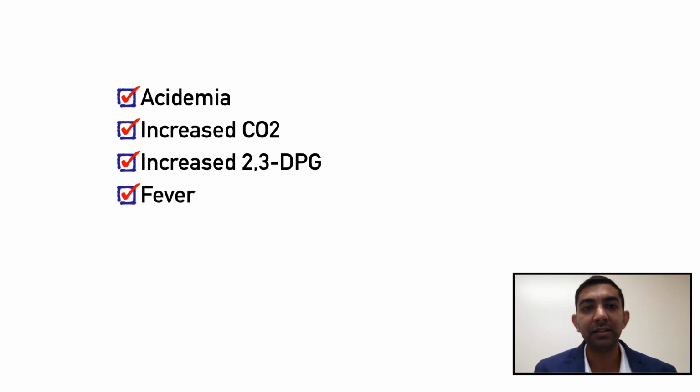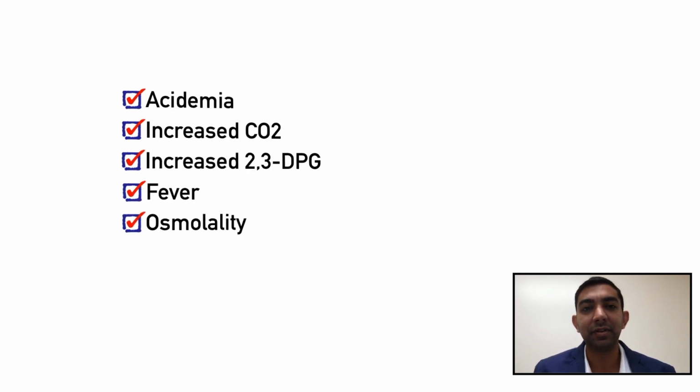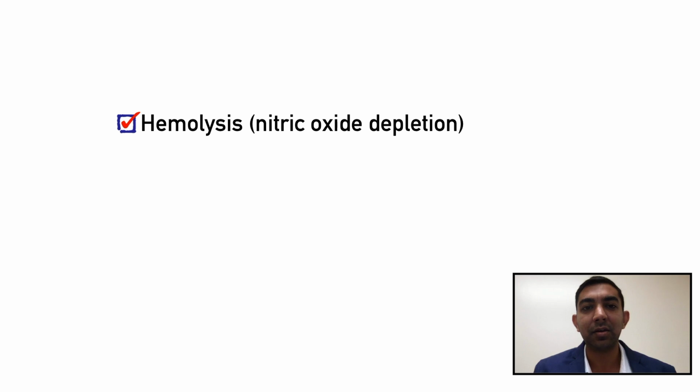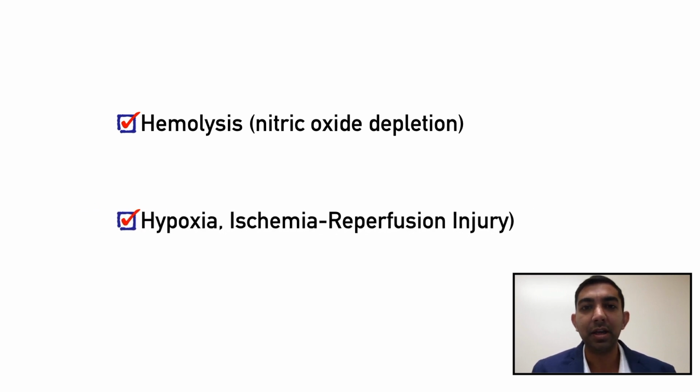These fragile sickle cells then further cause injury in two main ways. Firstly, the fragile sickle cells hemolyze and cause nitric oxide depletion. Secondly, they lead to occlusion of smaller blood vessels, and that leads to hypoxia and ischemia-reperfusion injury.